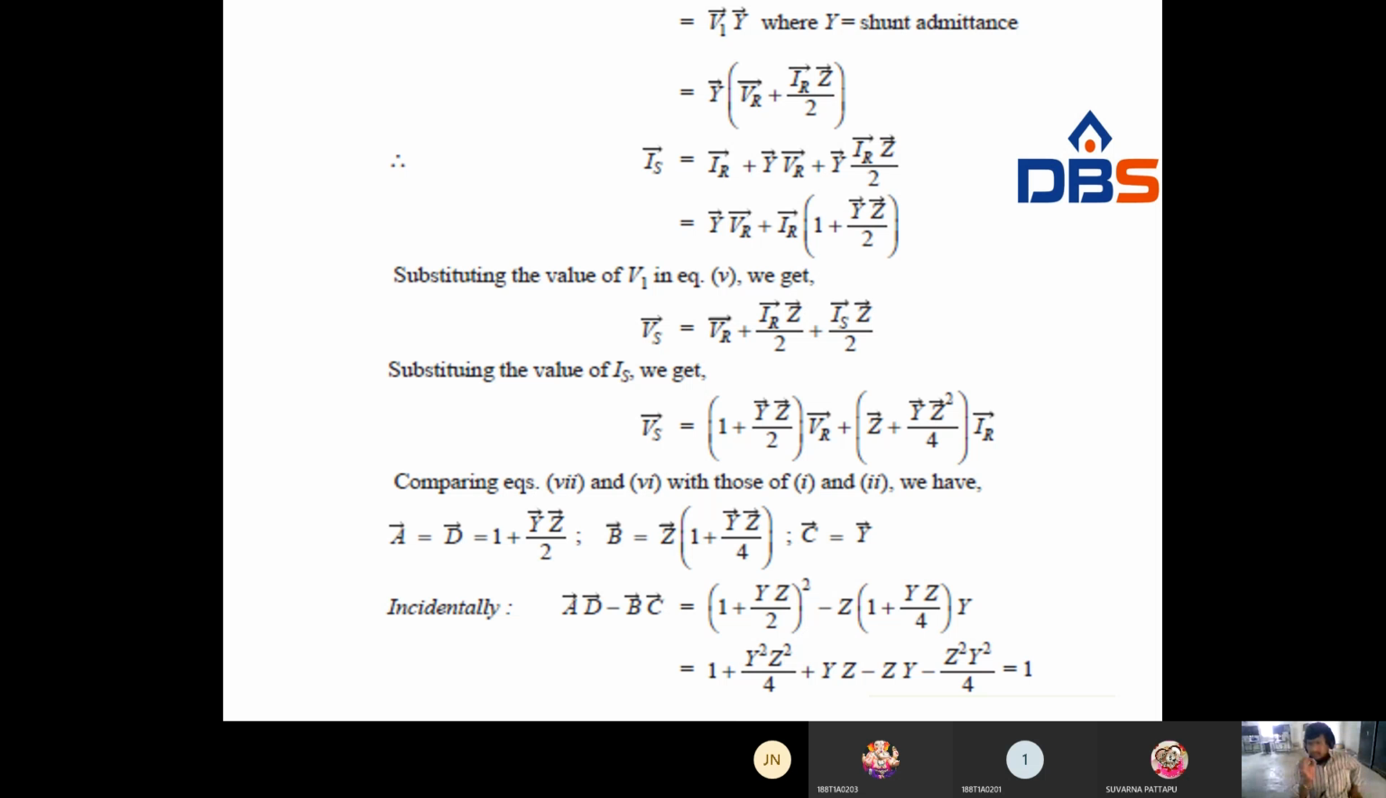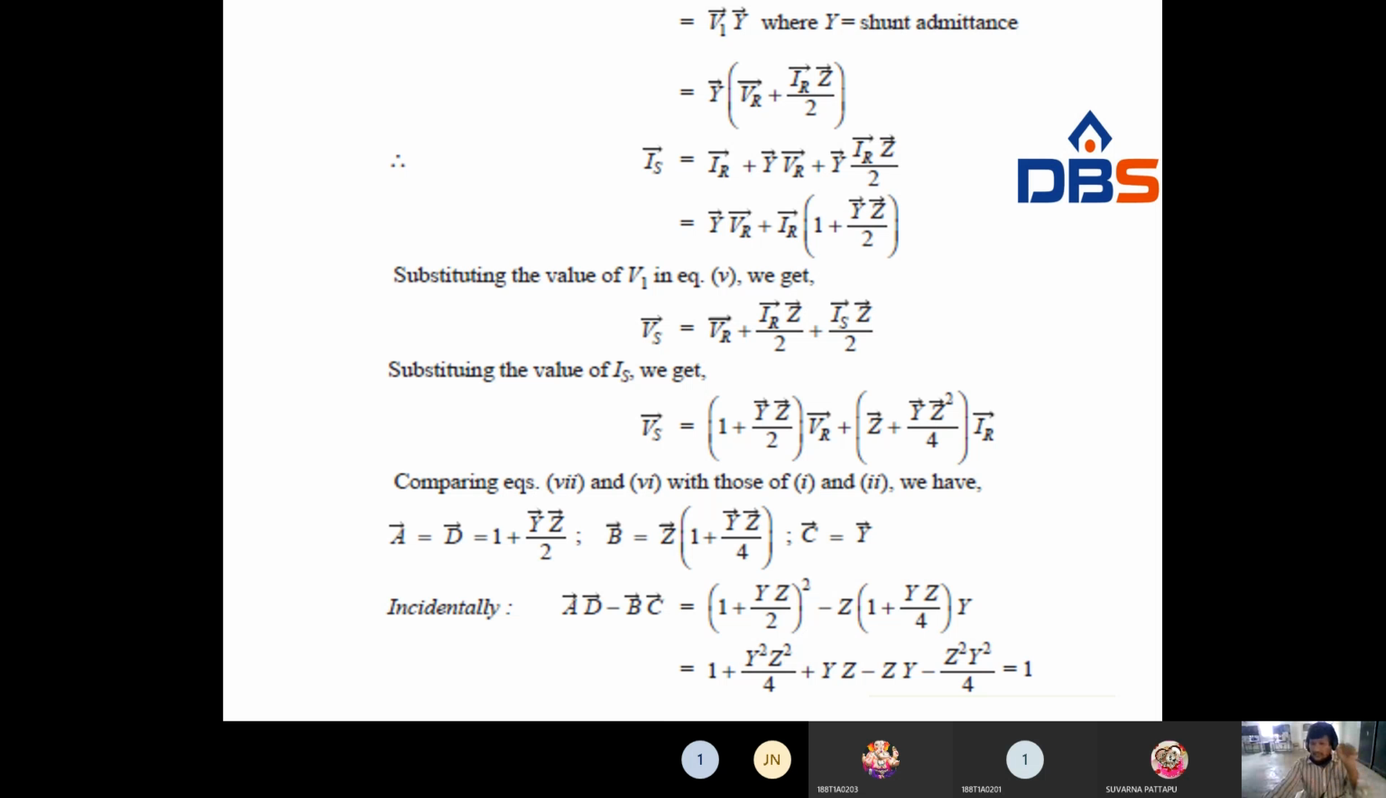So this is also important from the GATE point of view. They ask to identify the ABCD parameter values for a medium transmission line for T network, right? That means A is equal to D is equal to 1 plus Yz by 2, B is equal to Z into 1 plus Yz by 4, C is equal to Y. You must remember this. Only if you remember this will you do problems easily.